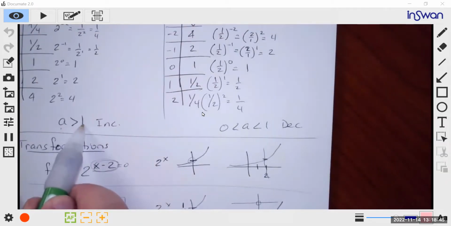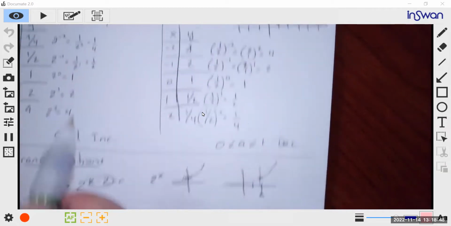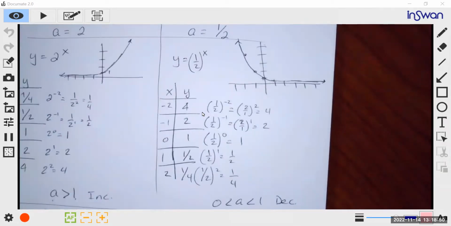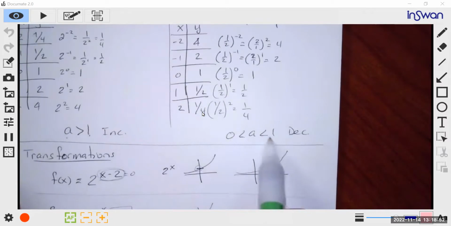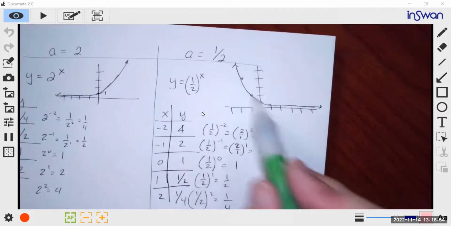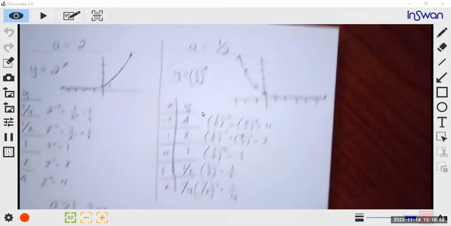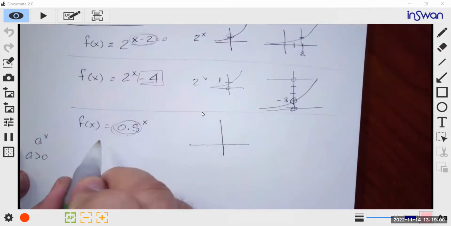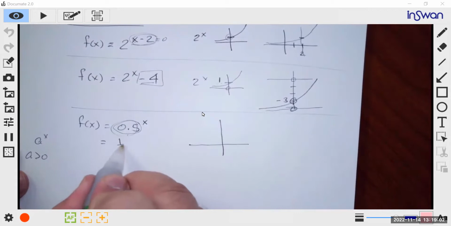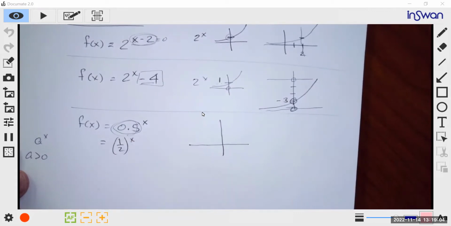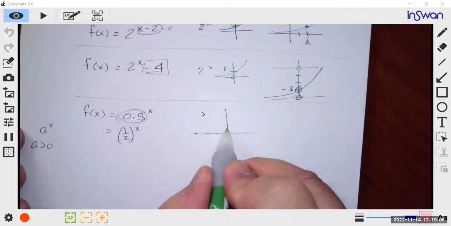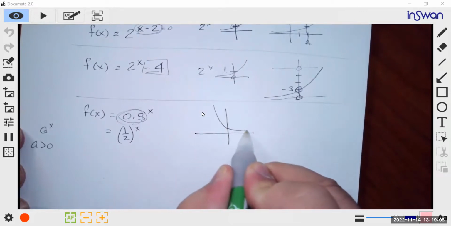We have 2 other conditions. If a is greater than 1, it's an increasing function. If a is between 0 and 1, it's a decreasing function. It's a decreasing function because 0.5 is the same as 1/2. So it's a decreasing function.